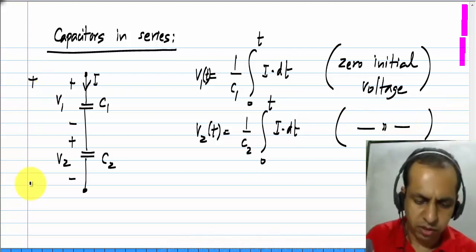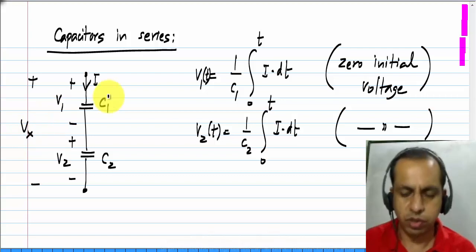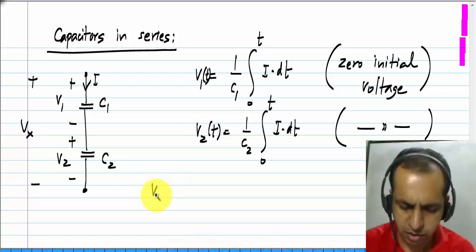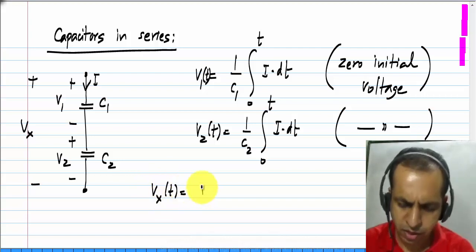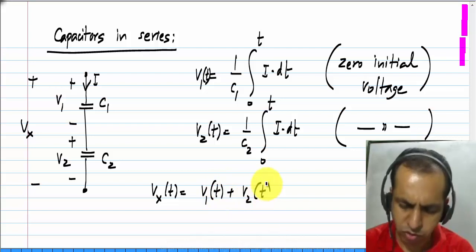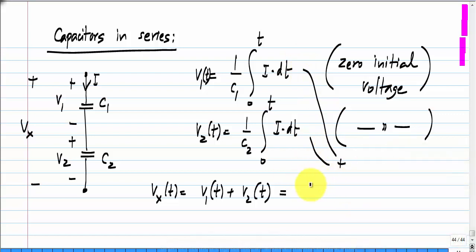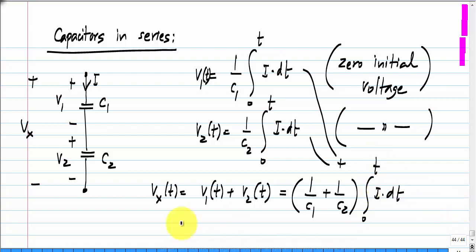Now, if I look at the total voltage across the combination, we know that obviously it's the sum of individual voltages. That's true for all series combinations. So Vx, which is V1 plus V2, is given by the sum of these two, which you will easily see is 1 over C1 plus 1 over C2 integral I dt. Okay.